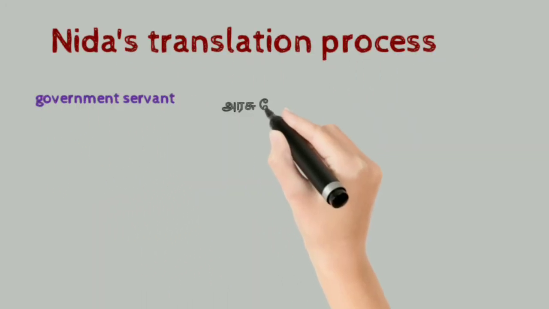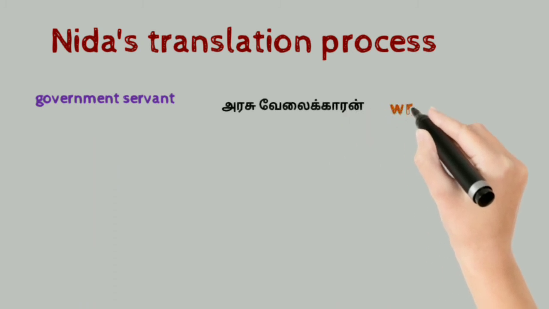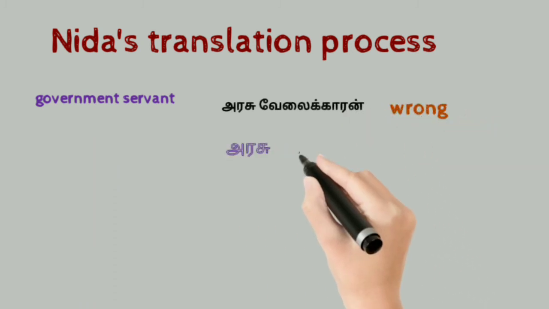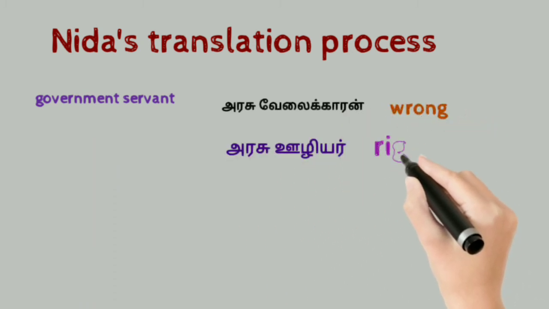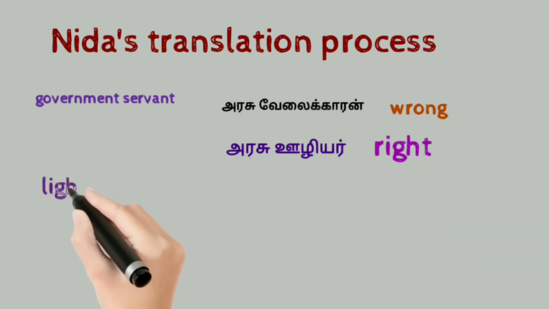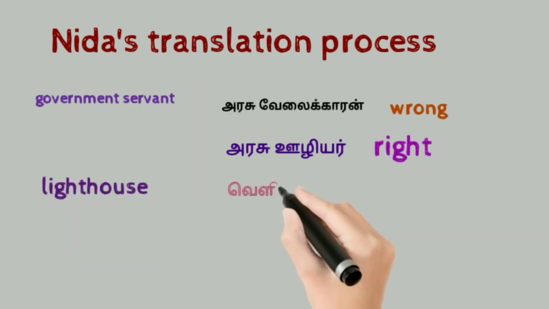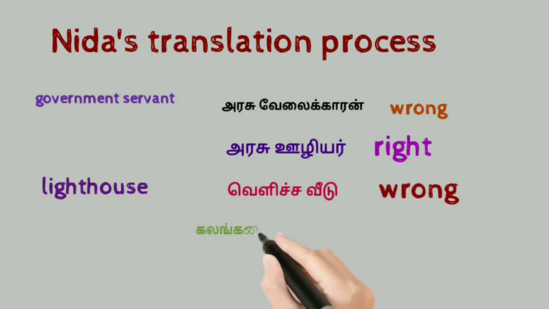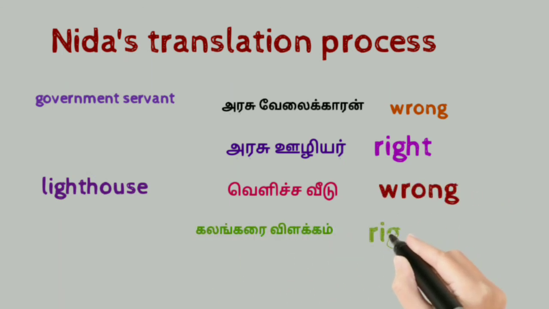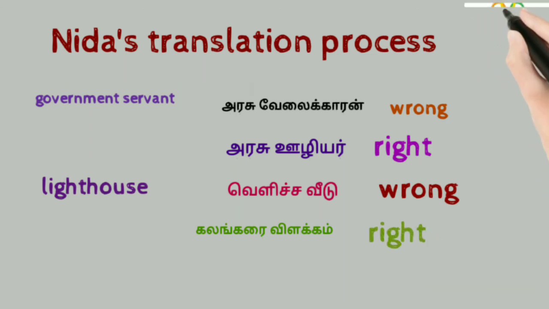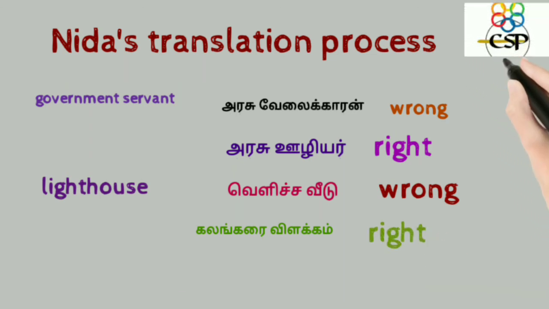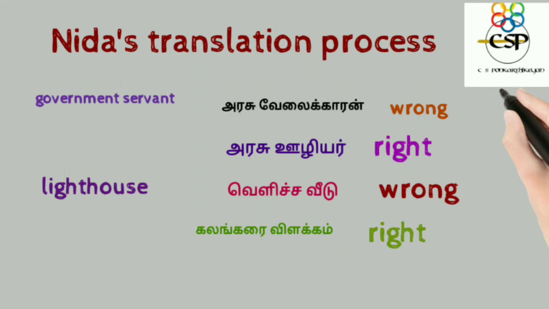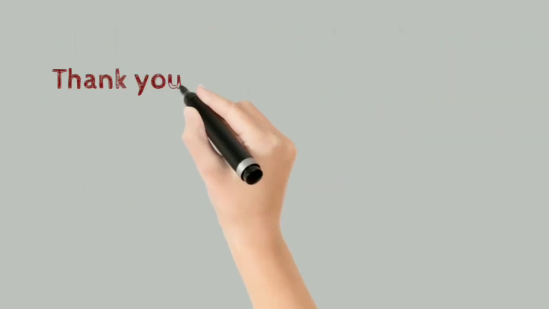Nida's translation process: for example, government servant. Arasu Velekaran is wrong, of course; Arasu Oliyar is the right word. So restructuring is happening here. And lighthouse: the immediate translation Velicha Veedu is wrong, and Kalangarai Vilakam is the right word. So this is Nida's translation process from one language to another, analysis and restructuring.